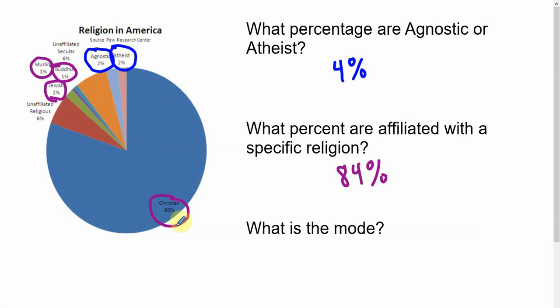And what is the mode? We already said the mode would be the Christian religion. That one clearly came up the most, and we see it as the biggest sector of our pie chart.